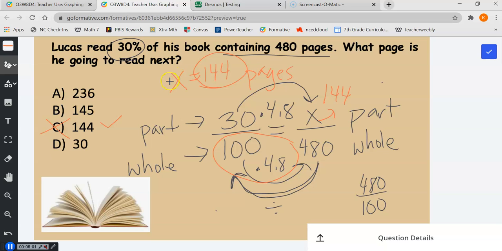Also, I said that a good test taker reads all the answer choices before making a selection. So 236, 145, 144, and 30. Well, what page is he going to read next? Well, if he's read 30%, if he's read 144 pages, the next page that he's going to read is page 145. So the answer is actually B as in baseball, 145.